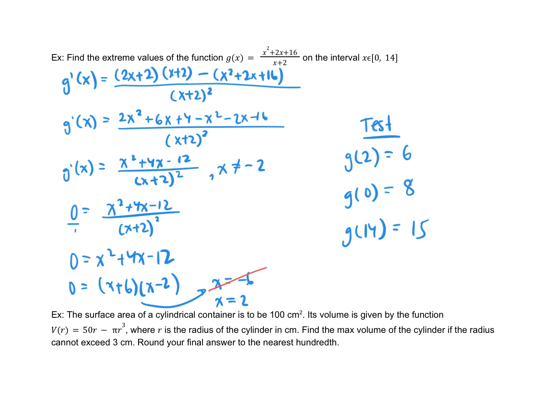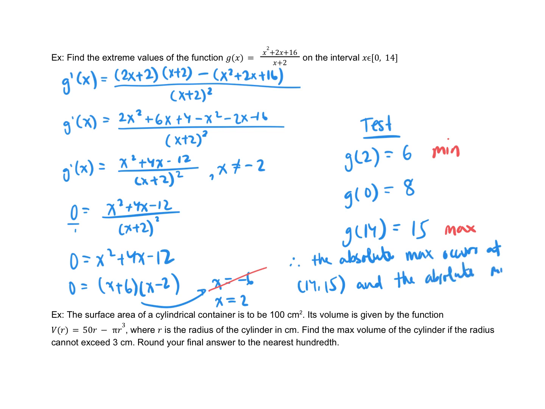So now I take a look. Here's my max, and here's my min. And I'll just write a little therefore statement. Therefore, the absolute max occurs at 14, 15, and the absolute min at 2, 6.